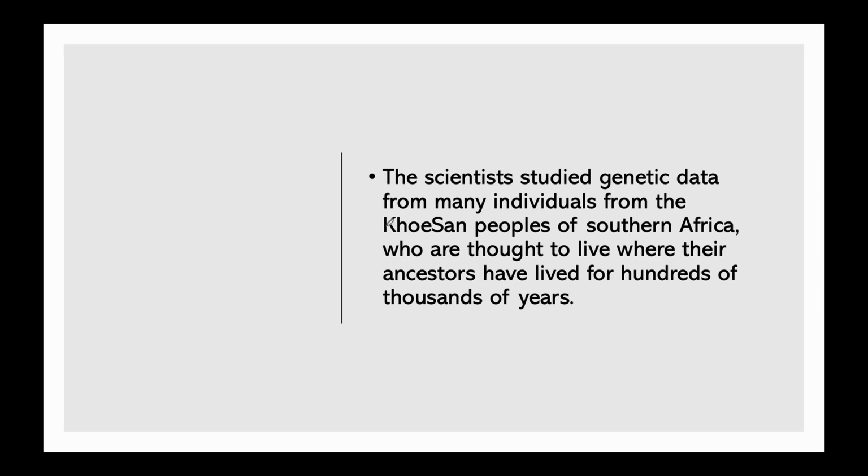About this study, the scientists studied the genetic data from many individuals, especially from the Khoisan people. These are one of the tribes of southern Africa who are thought to live where their ancestors have lived for hundreds and thousands of years. So these researchers used their new data together with existing information about people all around the world to reconstruct in detail the branching of the human family tree.